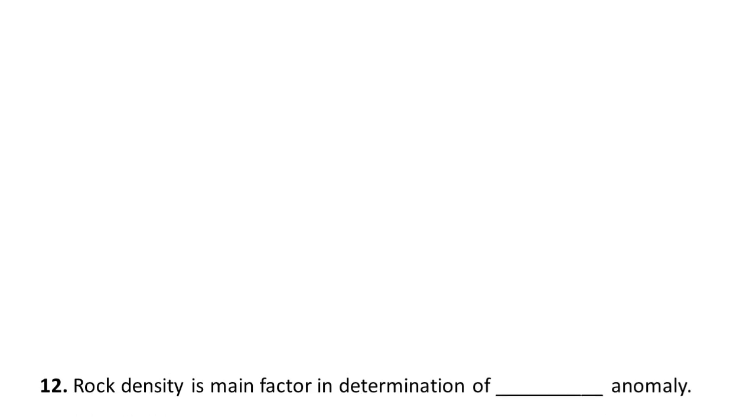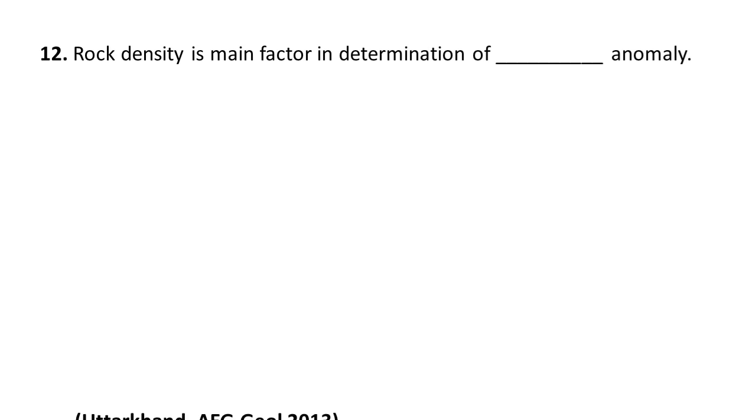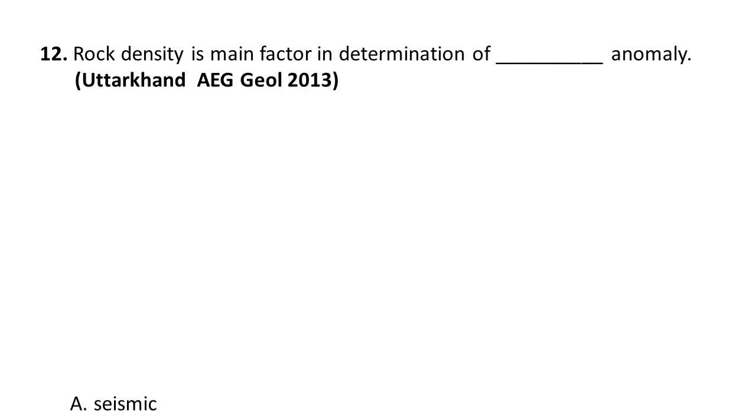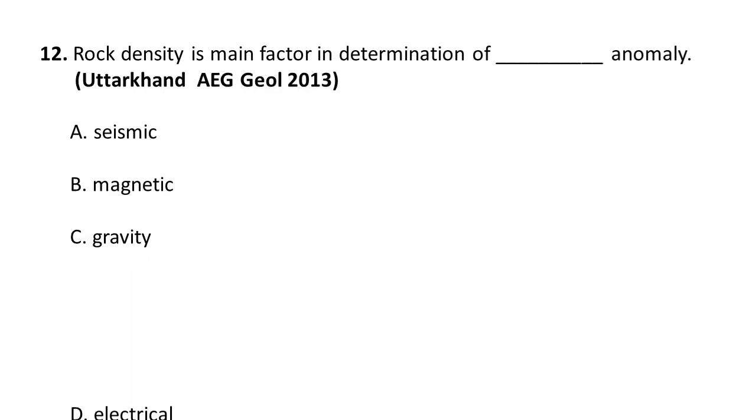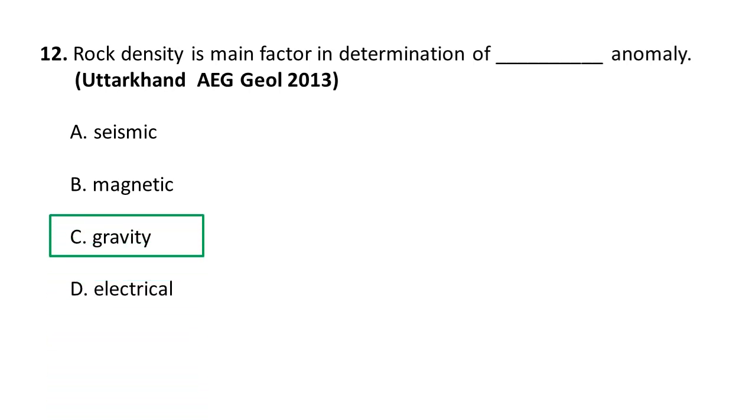Next question. Rock density is the main factor in the determination of what type of anomaly? A, seismic; B, magnetic; C, gravity; D, electrical. So rock density is the main factor in the determination of gravity anomaly. Gravity anomalies reveal rock density variations, with the amplitude of the anomaly proportional to the density contrast and also the thickness of the anomalous body. So C, gravity, is the correct option.